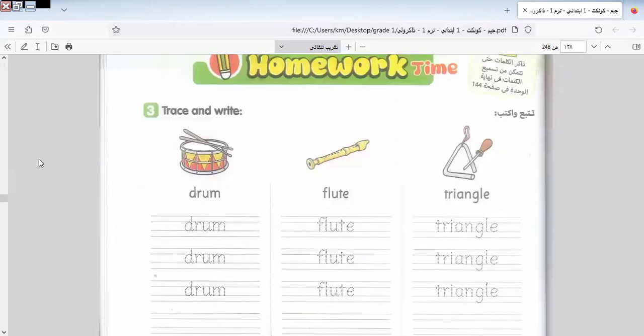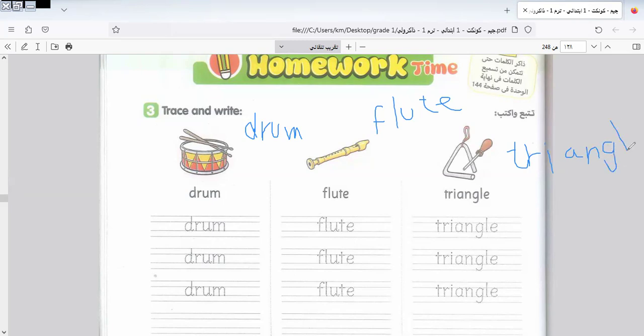I will write it here to know how to write it, but after I finish our video today, I will leave the link of the book below the video to trace these words and practice how to write them. Here we have drum, here we have flute, here we have triangle. This is called triangle. So here we have 3 musical instruments, and I will continue the rest of the musical instruments here.